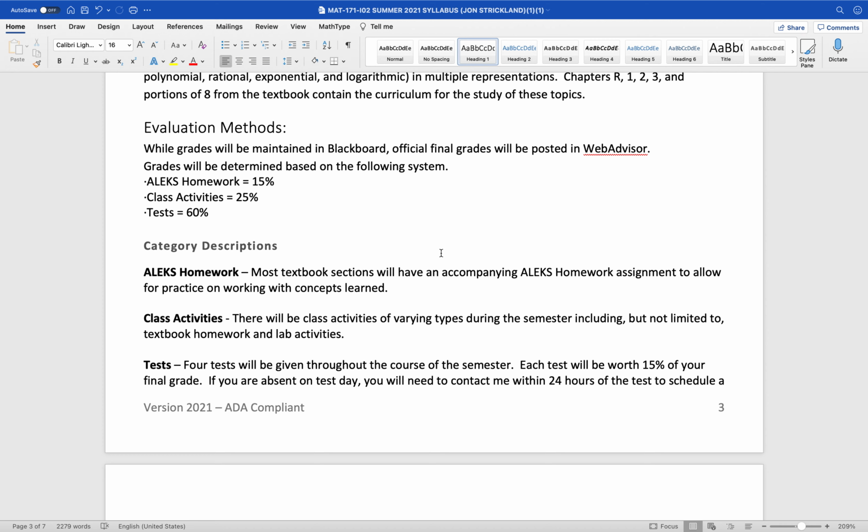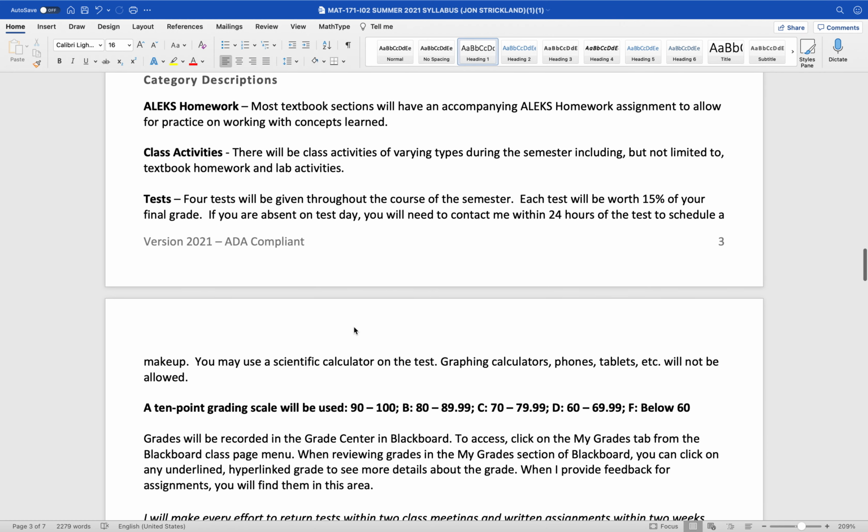For the category descriptions, for the ALEX homework, you'll have ALEX homework assignments, and these will come bundled with what are referred to as ALEX objectives or Pi progress goals. We also have class activities of various types. For the tests, there will be 4 tests given throughout the semester, and each test will be worth 15% of your final grade. Again, each one is worth 15%, so no lowest grade will be dropped.